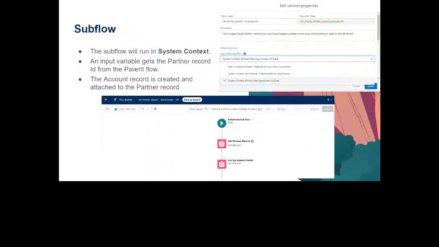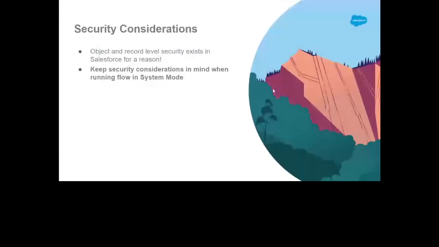So this is what our subflow would do: it would run in system context. It would get the partner record ID as an input, and it would get that record. It would take data that's stored on this record. For example, we're collecting the name, we're collecting the ID and a few other data points, and it would create an account using this data. I'll show you how to change this to system context in my demo, right?